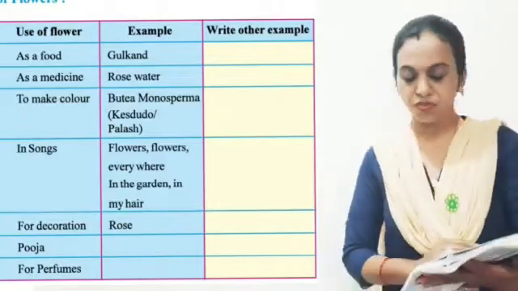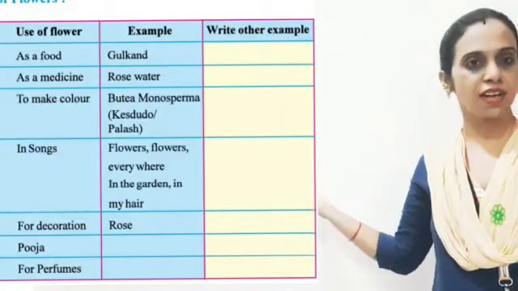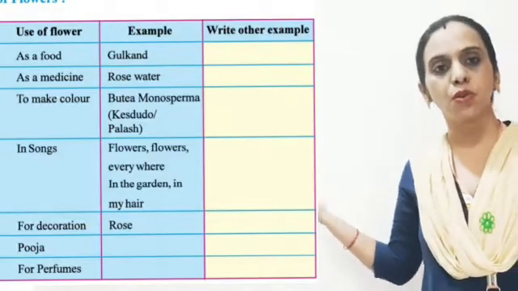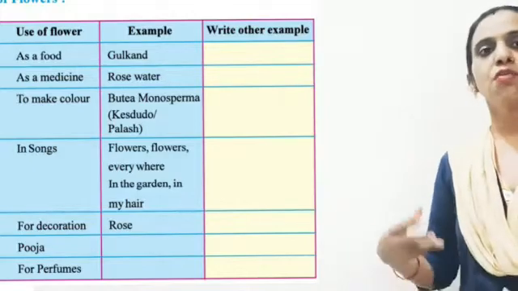Then the next question, for decoration. For decoration we are using rose and other flowers like marigold and then mogra, etc. Now for puja, means for worship.